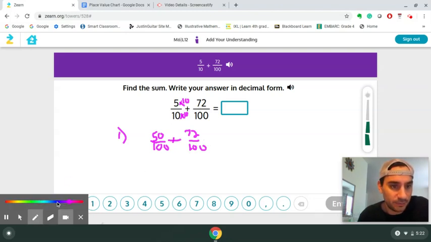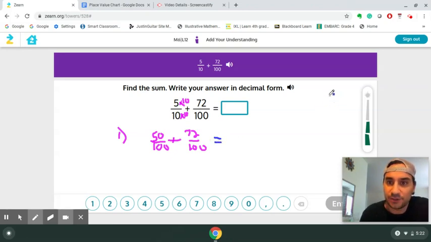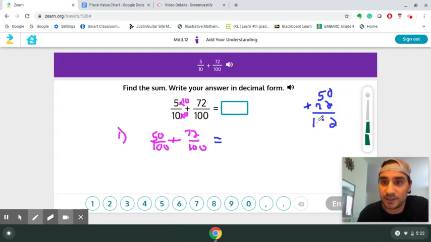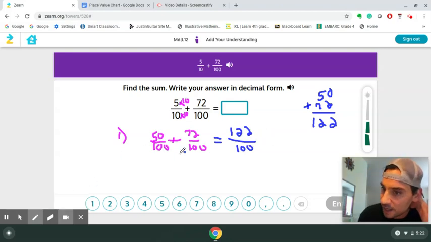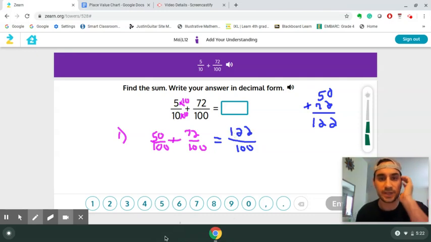Step 2, we'll do that in blue. Go ahead and add those together. 50 plus 72. Let's do our ones place. 0 plus 2 is 2. Let's do our tens place. 5 plus 7 is 12. 122 hundredths. It's an improper fraction. My numerator is greater than my denominator, so I know I can pull a whole out of this.